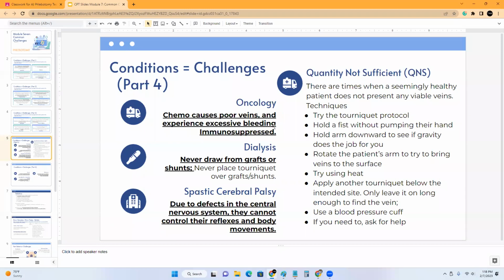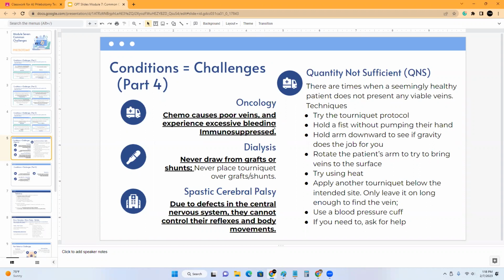Oncology is another type of challenge. So a lot of patients that are going through chemo or different types of cancer treatments may have poor veins and are likely to experience excessive bleeding sometimes and are also immunosuppressed. So you want to be super careful with these patients. An infection a lot of times is detrimental to them because their body can't fight it.